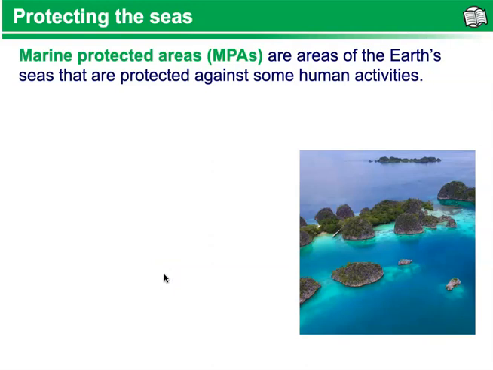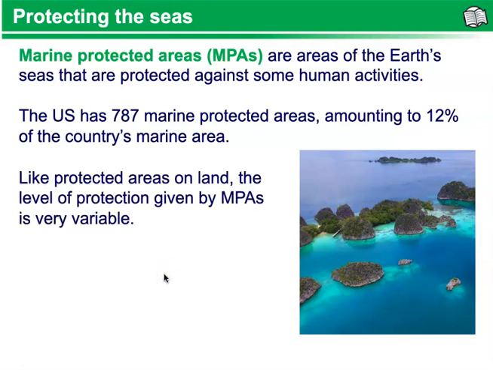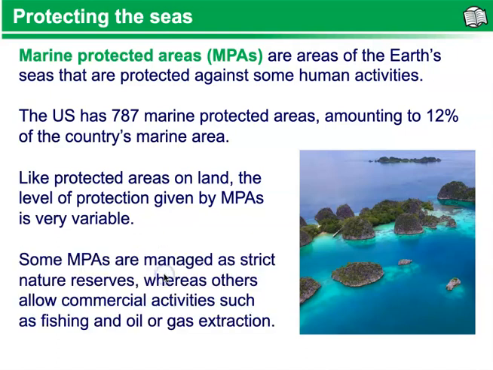Not only do we have land-based protected areas, we also have sea or ocean-based protected areas. Marine protected areas are areas of the Earth's seas that are protected against some human activities. The U.S. has 787 marine protected areas, amounting to about 12% of the country's marine area. Like protected areas on land, the level of protection given by MPAs is variable. Some of these areas are managed as strict nature reserves, whereas others allow commercial activities such as fishing and oil or gas extraction.